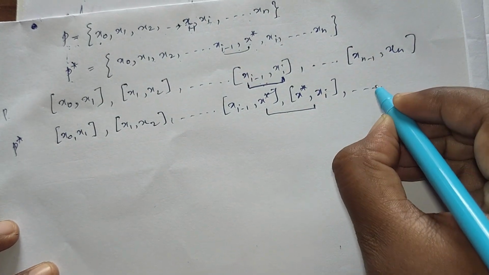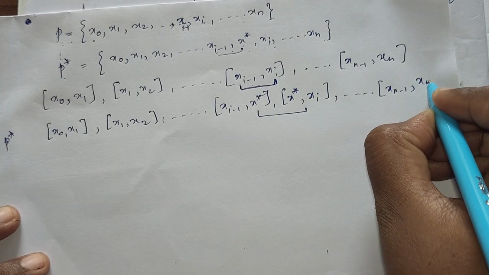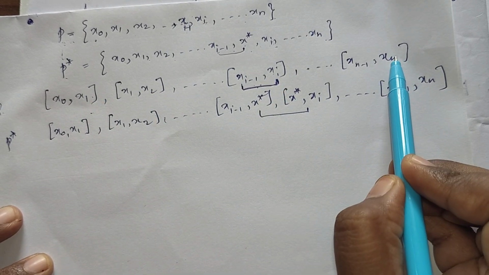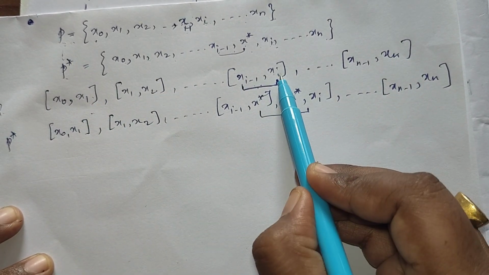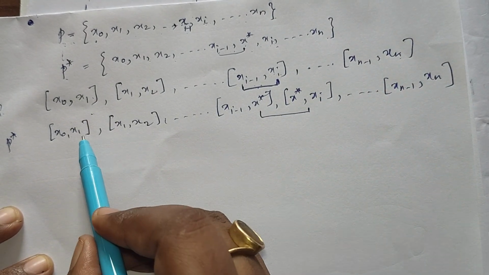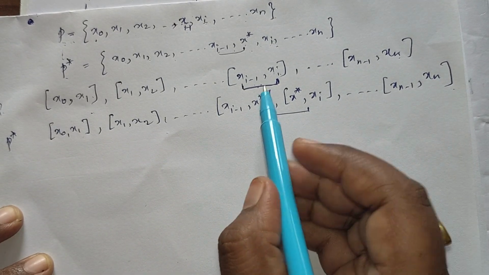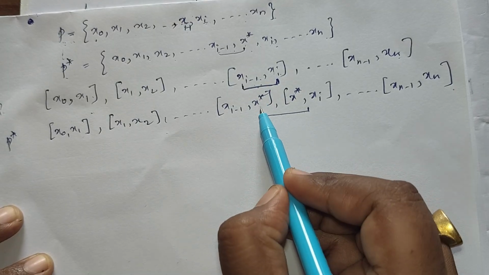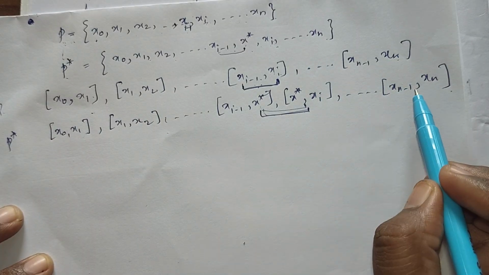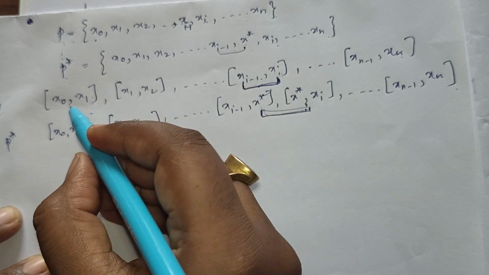Okay, etc. up to x n minus 1, x n. So here we are having n subintervals. See here, 1, 2, i-th subinterval, and this is the n-th subinterval. So totally you are having n subintervals. But here in P star, you are having n plus 1 subintervals. See, actually instead of this one subinterval, here we are having two subintervals. Remaining all subintervals will be same. Only in place of this subinterval we are having two subintervals here. That's it.